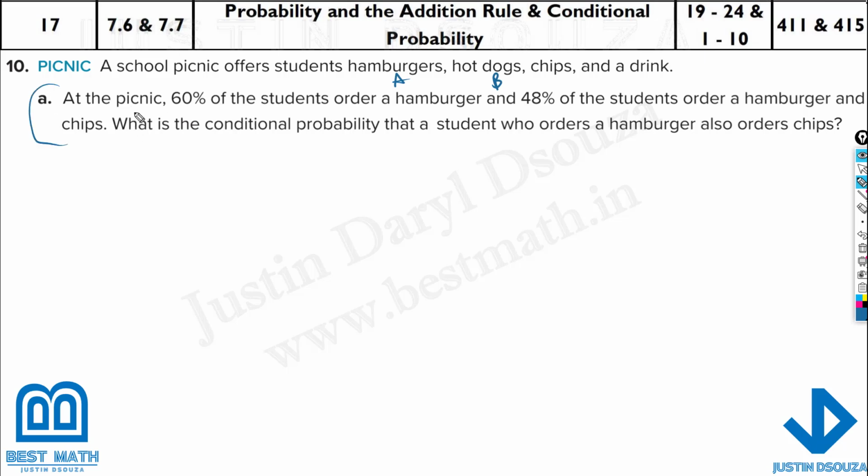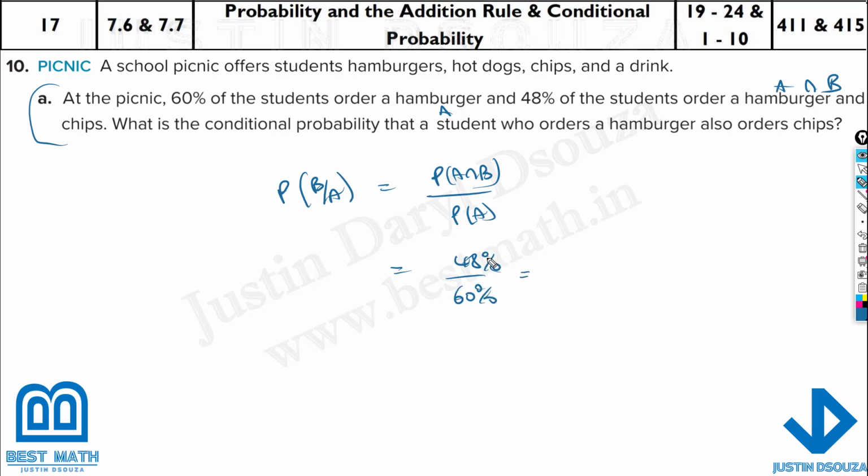Now let's look at these to understand which is the condition A. 60% order a hamburger, that's A. 48% order a hamburger and chips, that is A intersection B. So let me write the probability of B given A will be equal to the probability of A and B divided by the probability of A. Here we have the percentages, right? A intersection B is 48% divided by 60%. The percent cancels anyway. So that will be the answer.